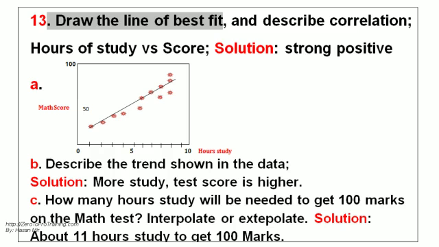Next slide, exercise 13. A. Strong positive trend. B. More study, test score is higher. C. Line of fit. C. About 11 hours of study to get 100 marks by extrapolation.